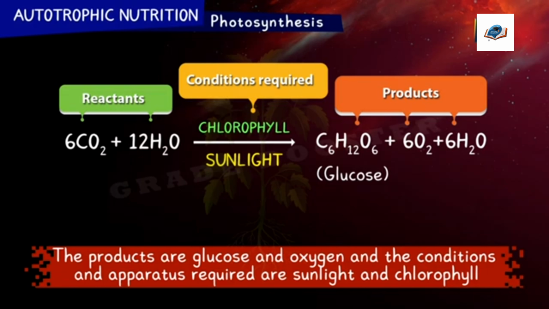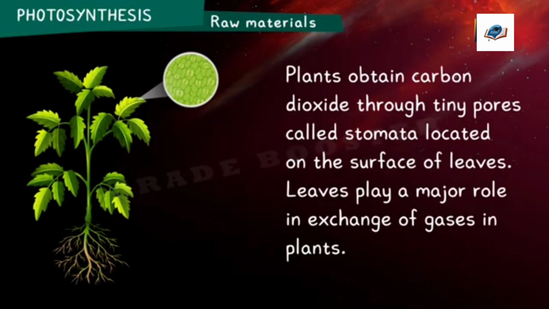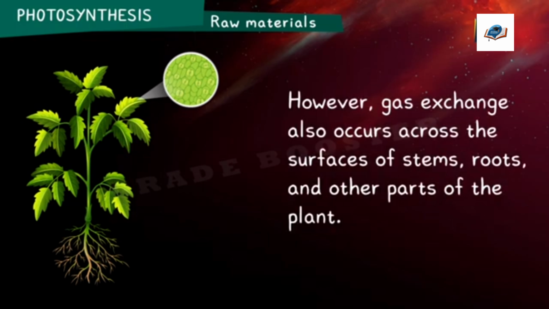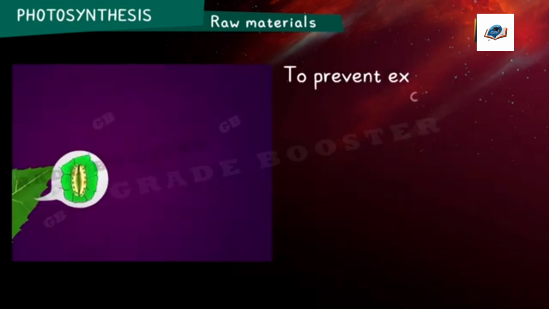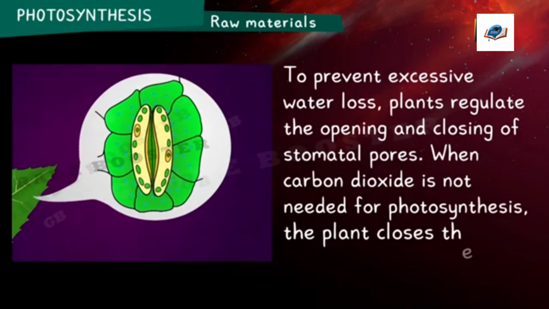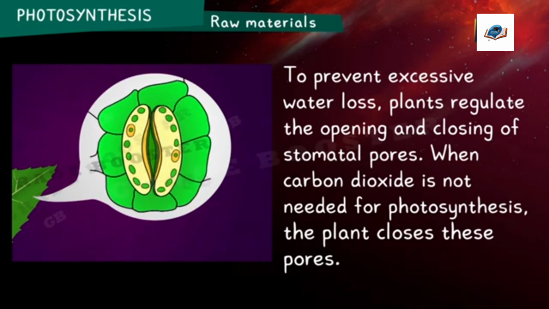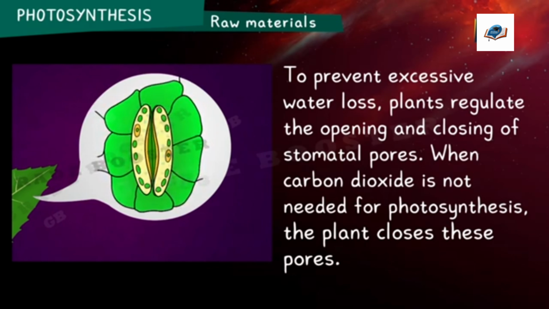Let us see how plants acquire their raw materials. Plants obtain carbon dioxide through tiny pores called stomata located on the surface of leaves. Leaves play a major role in exchange of gases in plants. However, gas exchange also occurs across the surface of stems, roots, and other parts of the plant. To prevent excessive water loss, plants regulate the opening and closing of stomatal pores. When carbon dioxide is not needed for photosynthesis, the plant closes these pores.